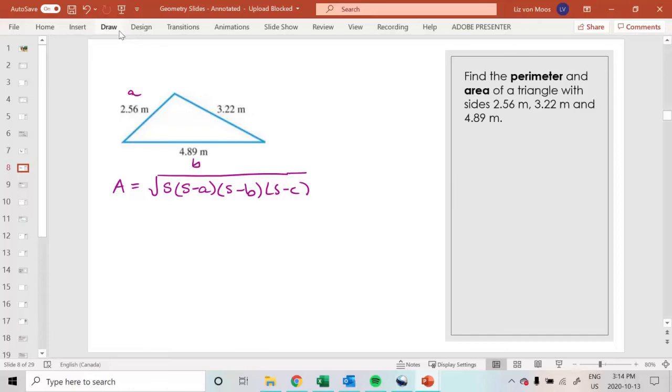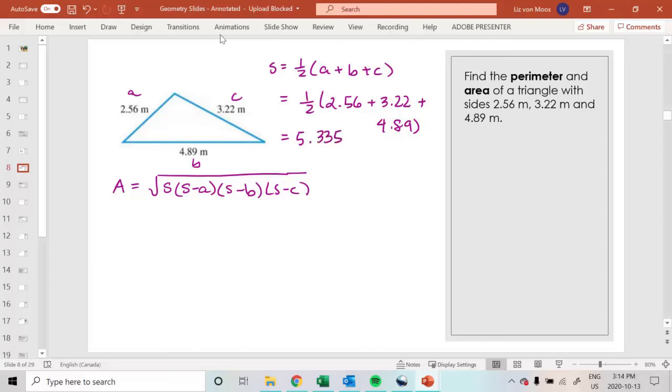So I'll label these. It doesn't matter which one is A, which one is B, and which one is C. However, what we do need to calculate before we can keep going here is the value of S. And S is 1/2 of the perimeter, or 1/2 the sum of the three sides. So that's 1/2 times 2.56 plus 3.22 plus 4.89. And that's all in meters. Meters plus meters plus meters is still meters. Divided by 2 or multiplied by 1/2, however you're calculating it, is 5.335 meters.